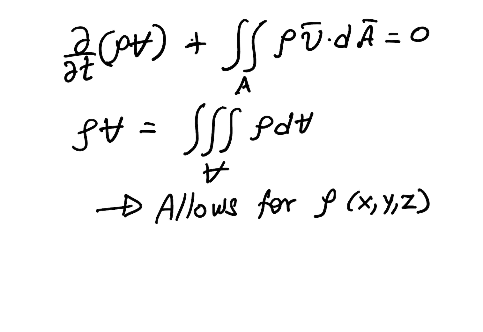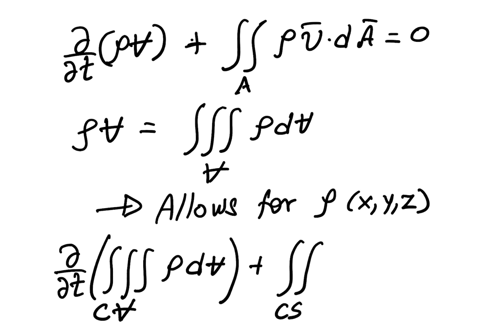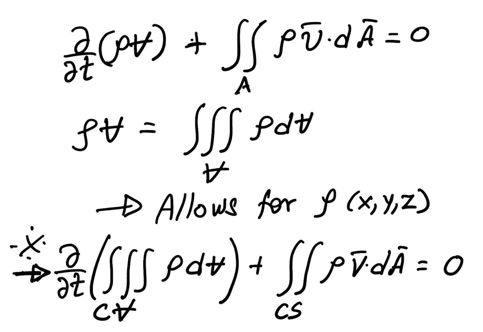inside the control volume. So if I rewrite this, I have the partial derivative of the triple integral over the control volume of rho dV plus the double integral over the control surface of rho v dot dA equals 0. This is your key equation. Okay, this is the all-powerful mass conservation relation that we are going to use for solving problems.